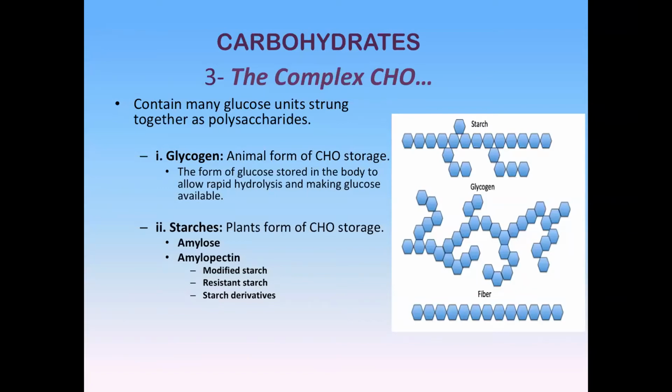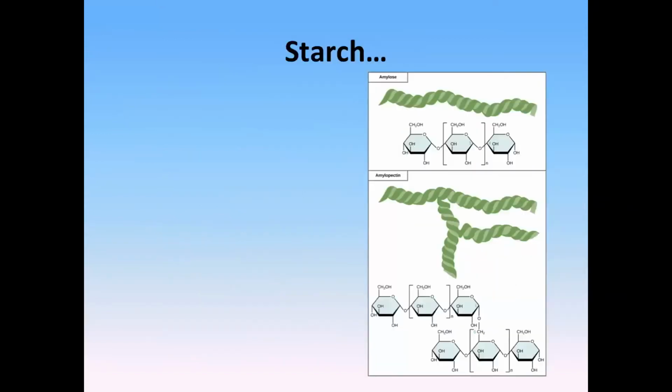Starches are the plant's form of carbohydrate storage, and we see them in all plants. We see amylose and amylopectin. And from those we also have a subgroup, which are the modified starch, the resistant starch, and the starch derivatives. So we will not talk about glycogen because it usually doesn't come from food. The starch is made of amylose and amylopectin. Amylose differs. It's somewhat linear, and it's, of course, only glucose.